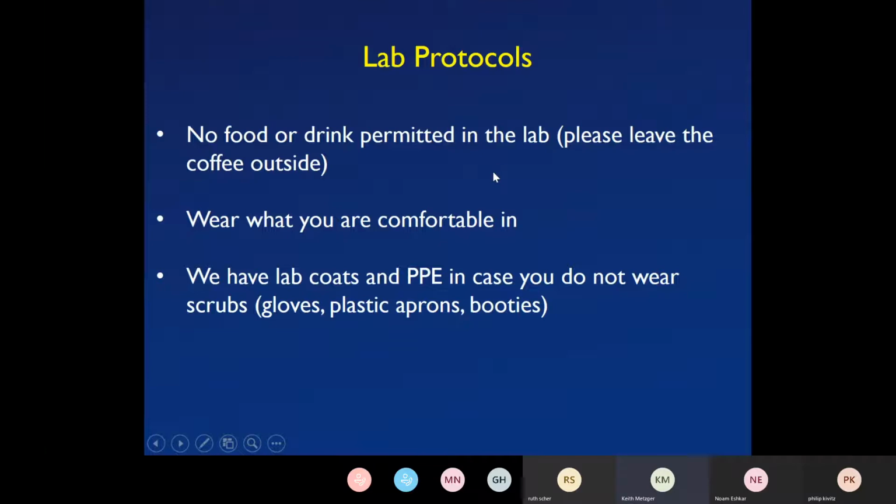It's just some lab protocols. This shouldn't come as a surprise. You're in an anatomy lab, so don't bring in your coffee. No food or drink. You can wear what you're comfortable in. So at the end of those 3 rotations, there is an opportunity for you, if you'd like, to actually help at the dissection tables if you feel comfortable, or to walk around and just talk with students a little bit, because as I said, we've built in a little bit of extra time.